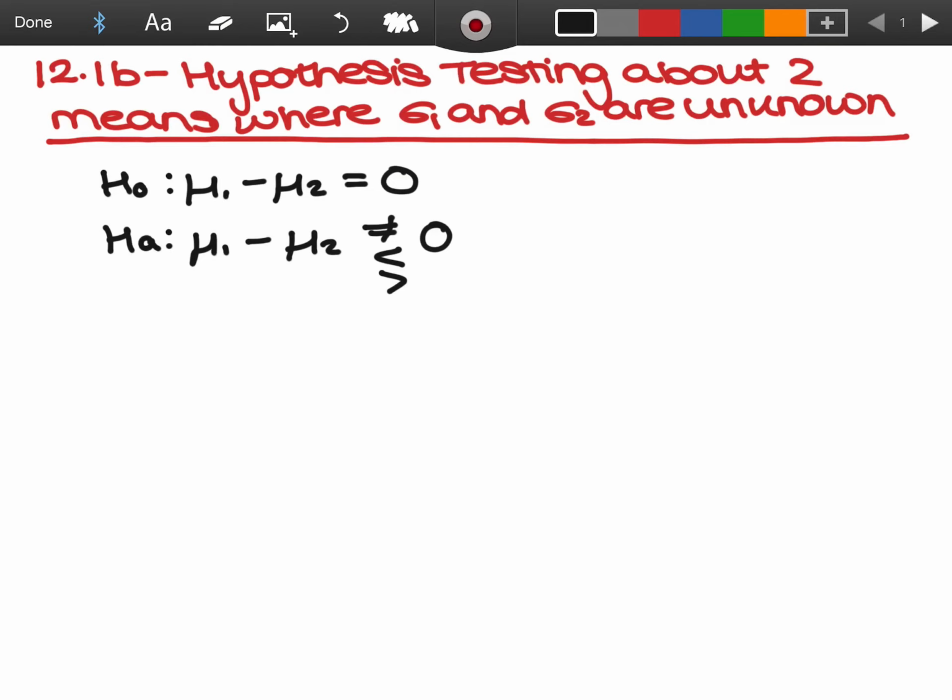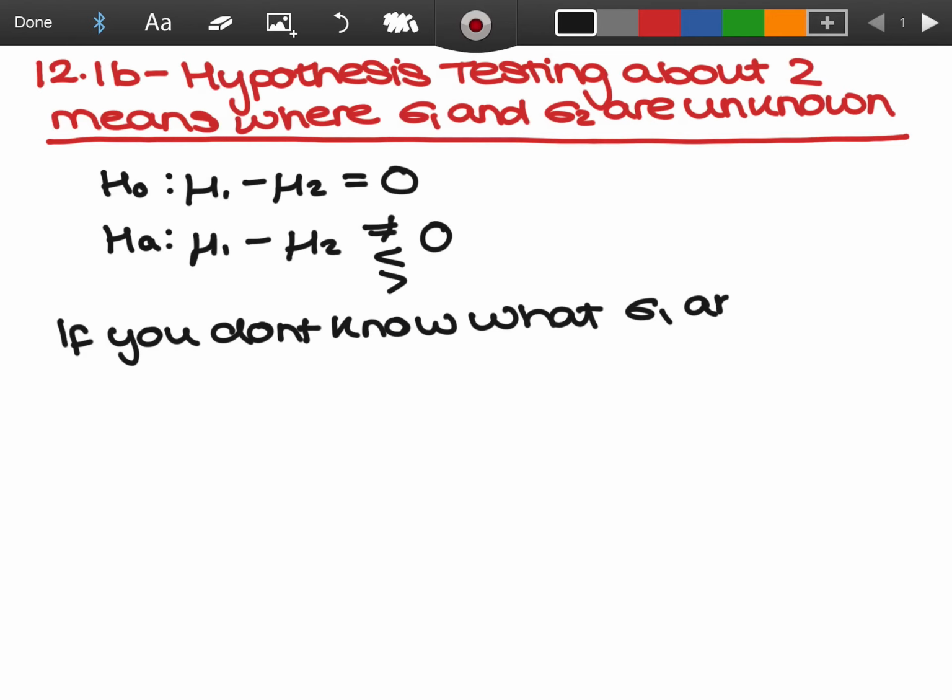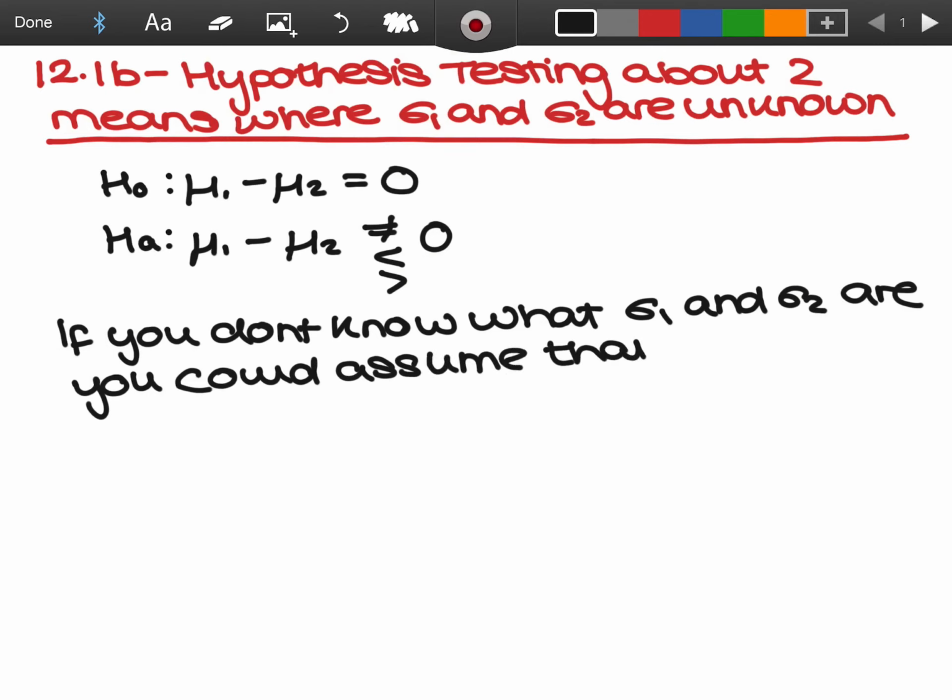So there are two ways of doing this. The first way is where you don't know what the population standard deviations are, but you are assuming that they are equal. Okay? So in the first case, if you don't know what sigma 1 and sigma 2 are, you could assume that they were equal. This is the first case, so this is case 1. You can assume that they are equal to one another.